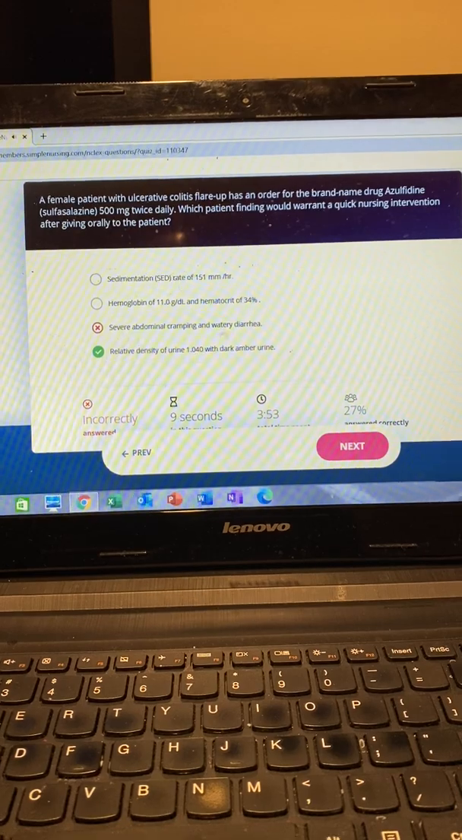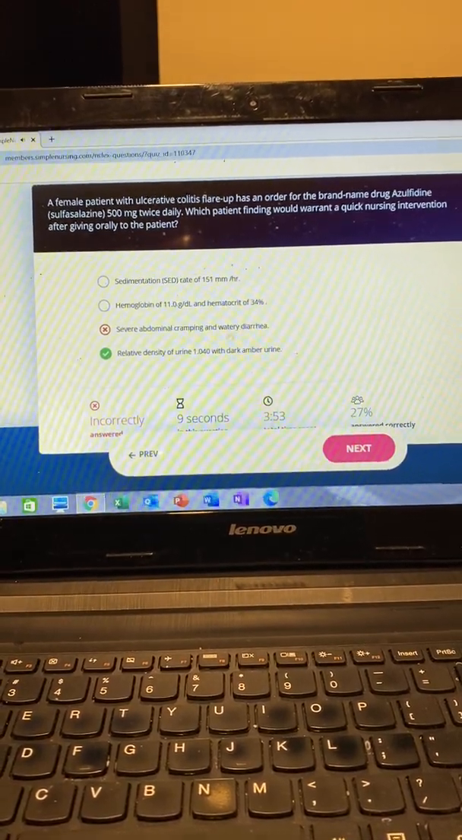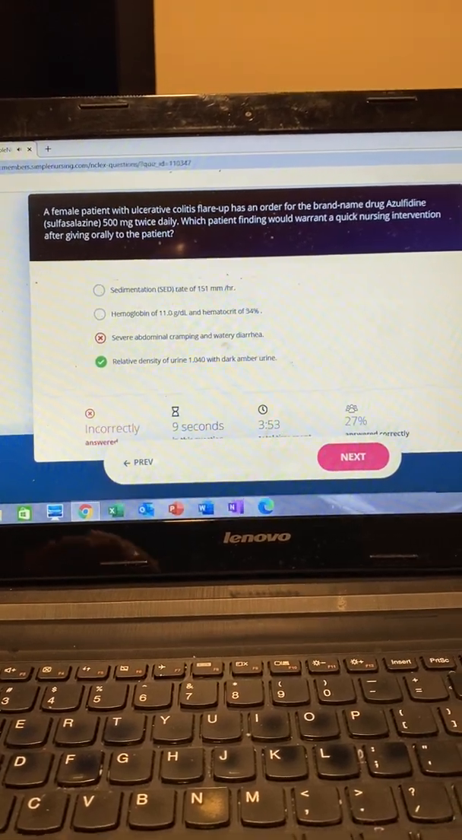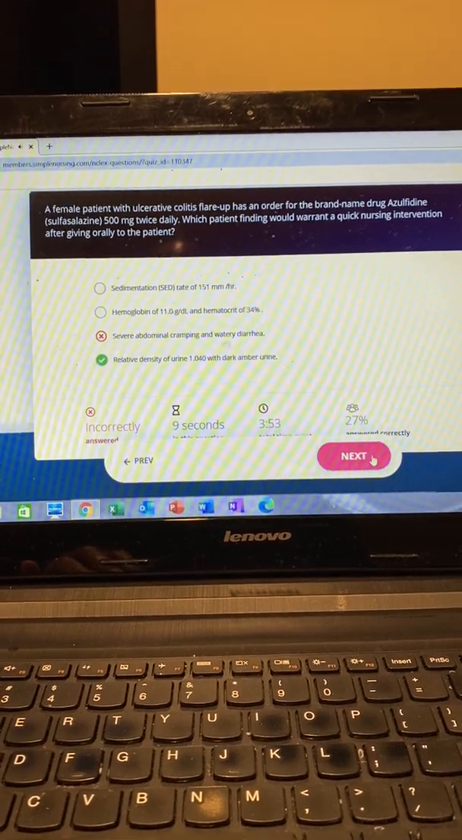And option 4 is the most correct here because concentrated urine can indicate dehydration. So remember the memory trick, SULF, and you should get your sulfasalazine questions correct. Okay, that wraps it up.